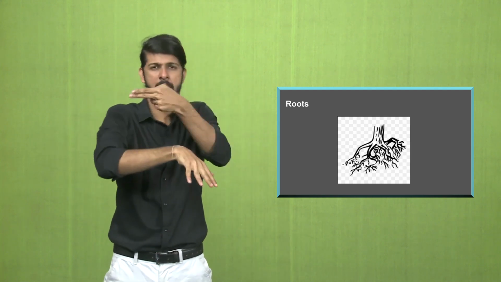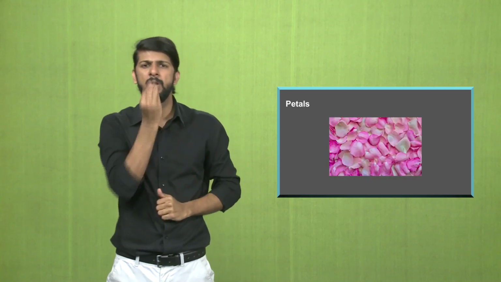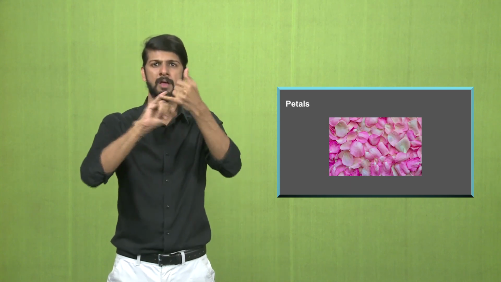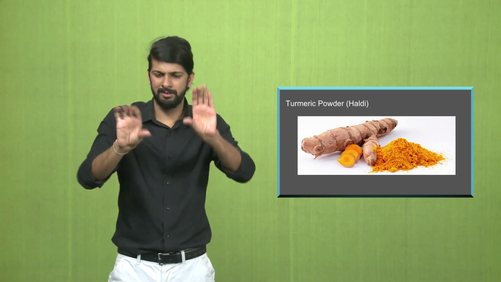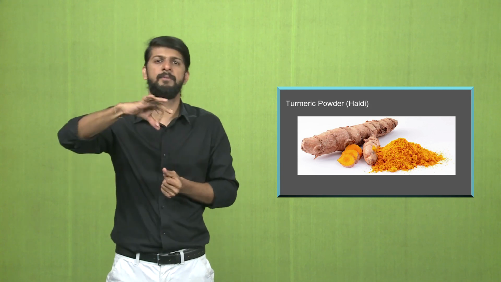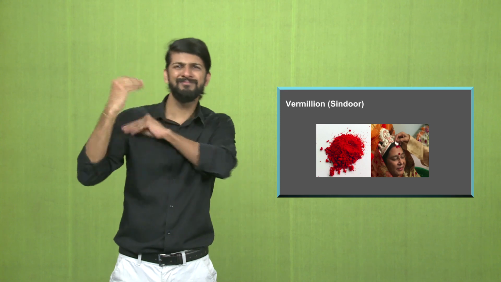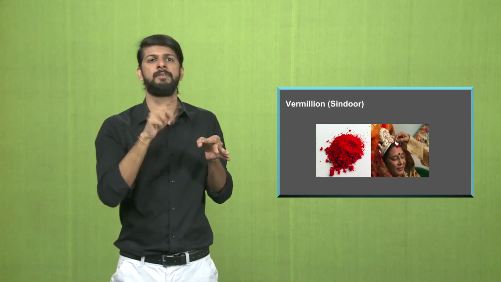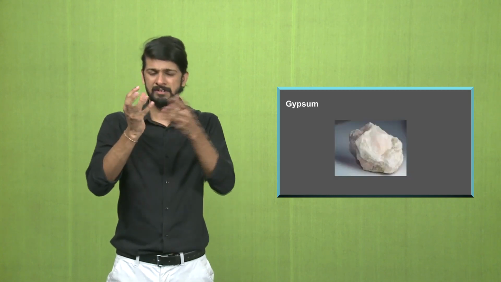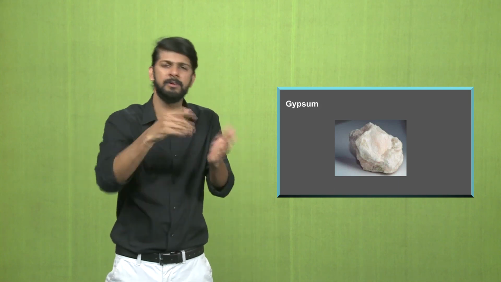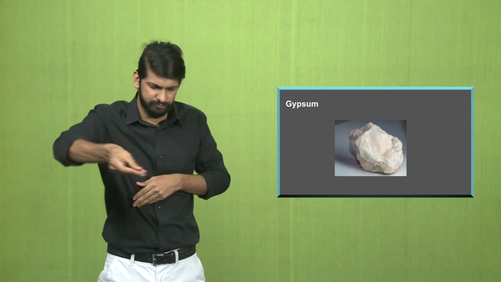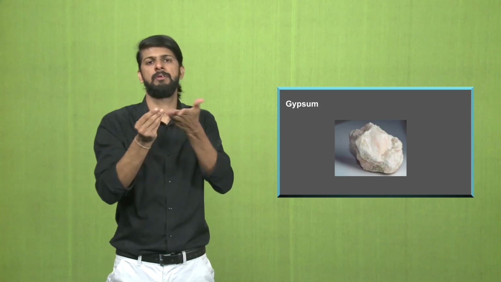Roots, petals, rangoli, turmeric powder or haldi, vermilion, also commonly known as sindoor, gypsum, the kind of mineral which is used to get the powder, and that powder is used as a dry color to make rangolis.